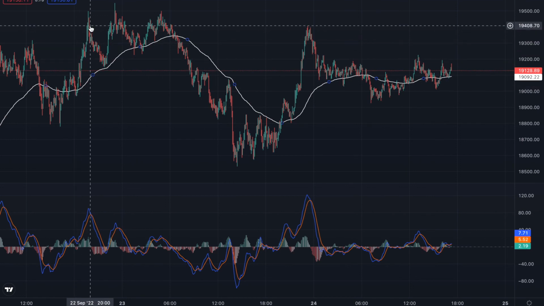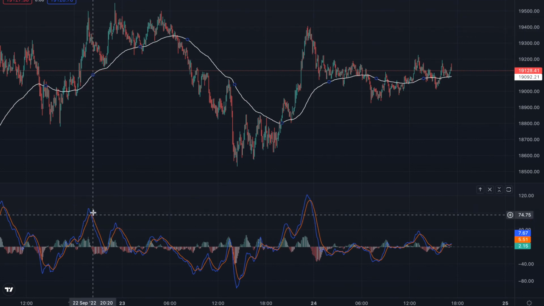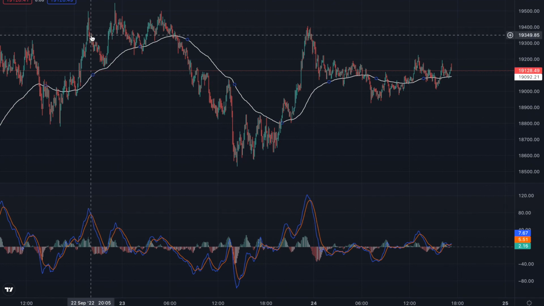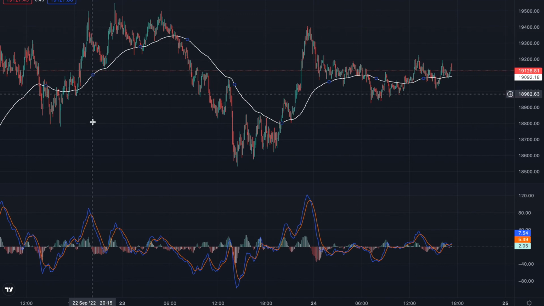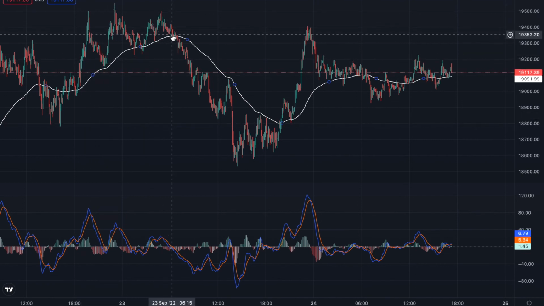Now it carries on going, and at this point our MACD line just crossed the signal line, so we sold at this point. It's so simple. So it carries on to fall, and again we bought, and this is how it happens.